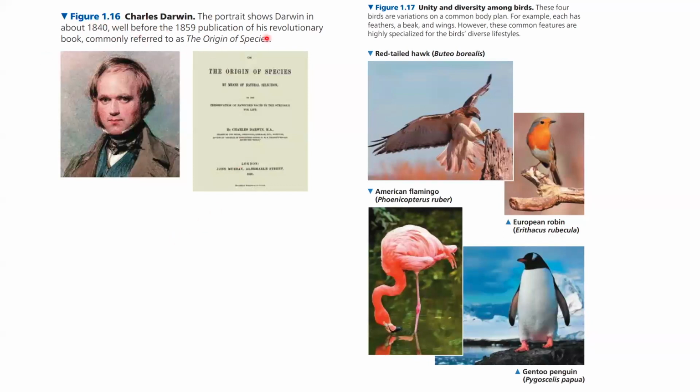That's Charles Darwin, where the portrait shows Darwin in about 1840, well before the 1859 publication of this revolutionary book, commonly referred to as The Origin of Species. So Charles Darwin wrote this book called The Origin of Species, and this put forth the theory of evolution, showing how we all originated from one single cell. And you have this huge diversity of life, but we all have a relationship with every organism on the planet. So yeah, unity and diversity among birds.